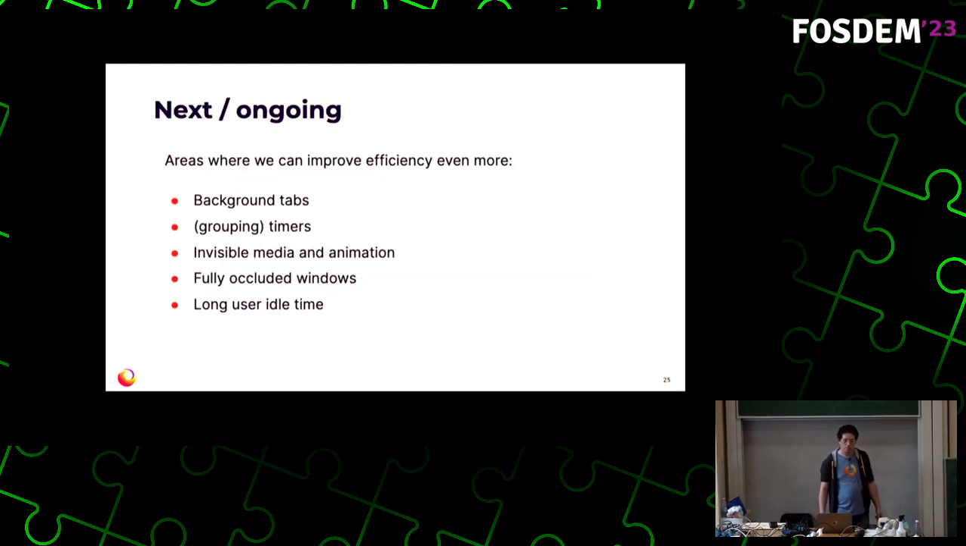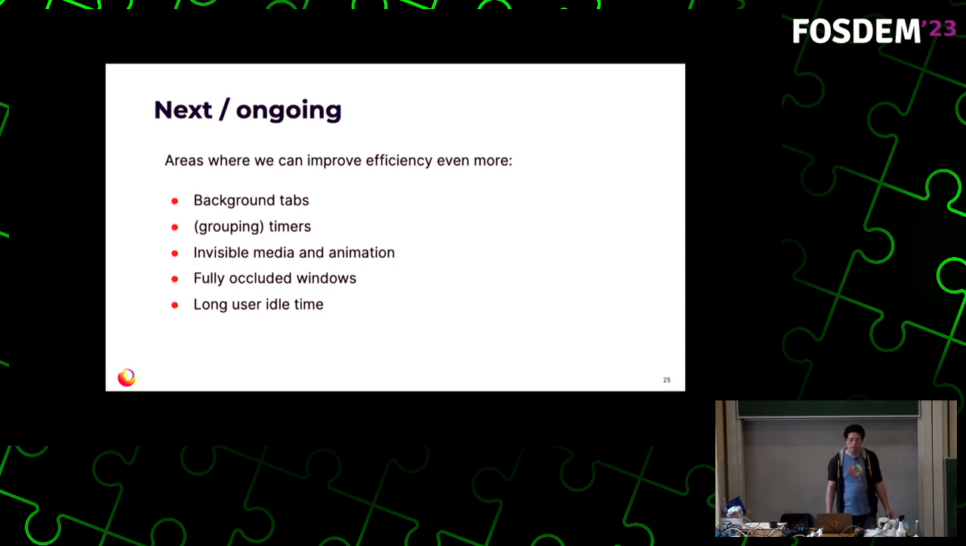Next things we can do, because we still have many ideas of how we could do better. I mentioned background tabs. We still have lots of ideas about how background tabs could be more efficient, how we could be more aggressive about reducing the frequency of timers firing there, how we could limit CPU use there.